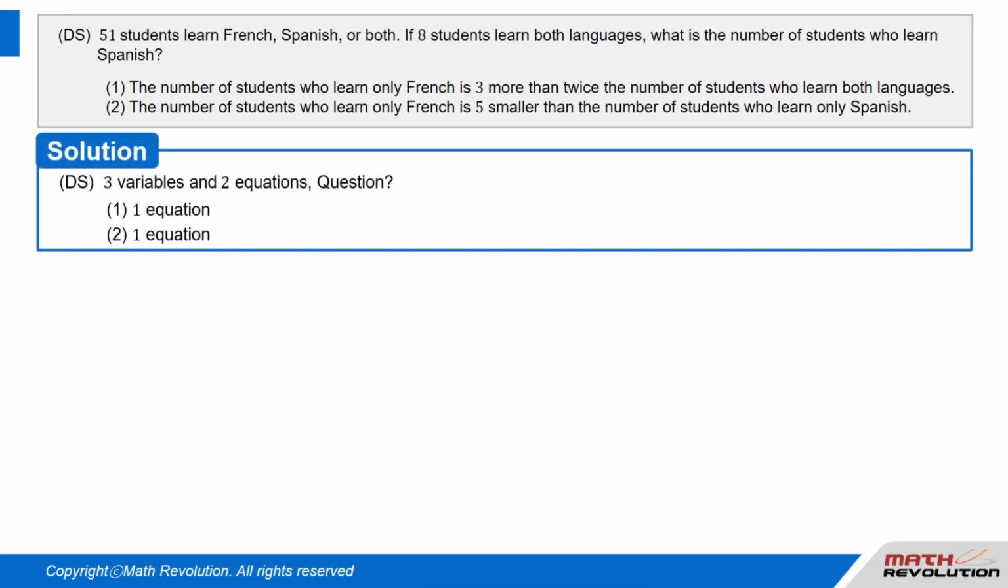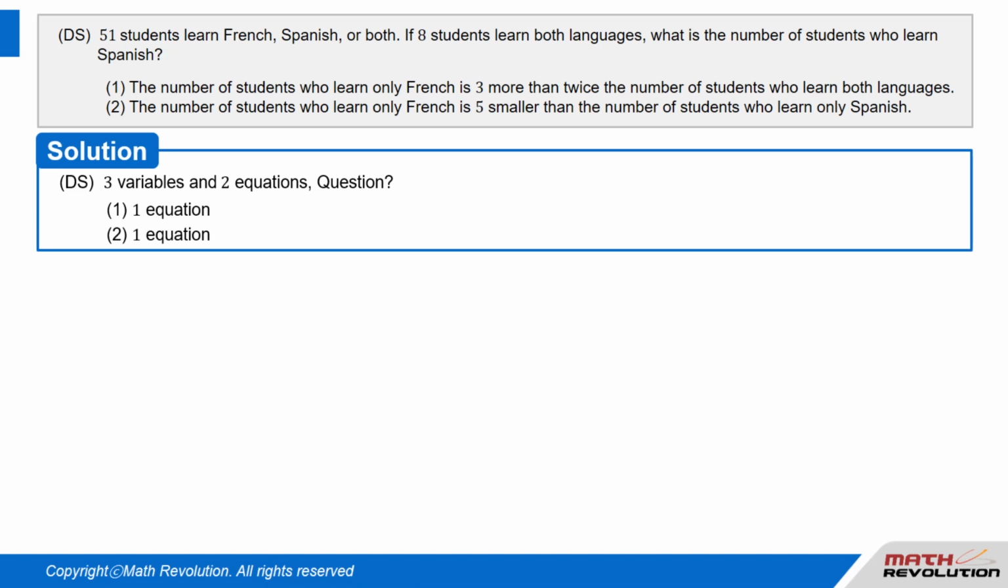Solution. Now we will solve this DS question using the variable approach. DS, 3 variables and 2 equations, question. Condition 1, 1 equation. Condition 2, 1 equation. DS question with 3 variables and 2 equations. Let the original condition in a DS question contain 3 variables and 2 equations. Now, 3 variables and 2 equations would generally require 1 more equation for us to be able to solve for the value of the variables.